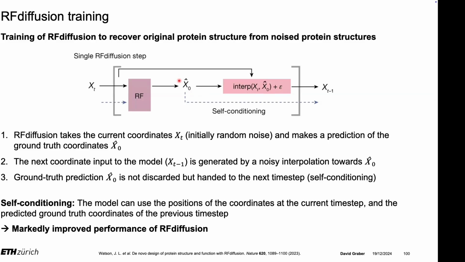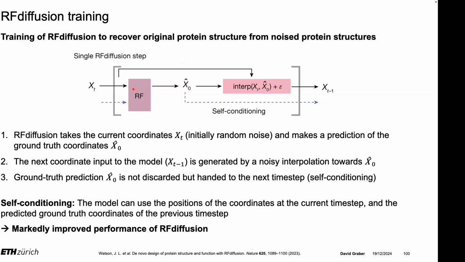And so the model can use the positions of the coordinates at the current time step and the predicted ground truth coordinates of the previous time step. And according to the authors, this improved the performance of RF diffusion quite a lot.